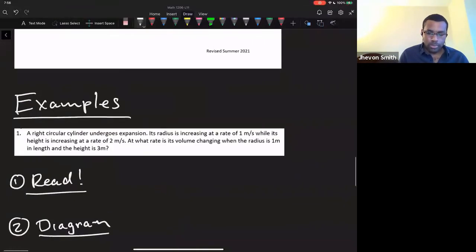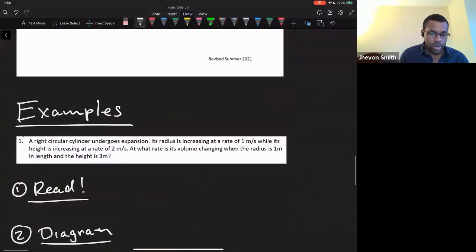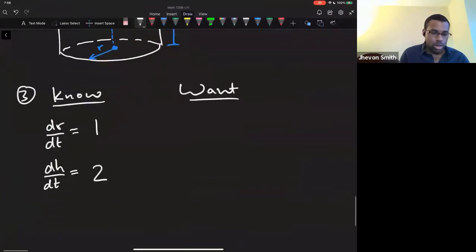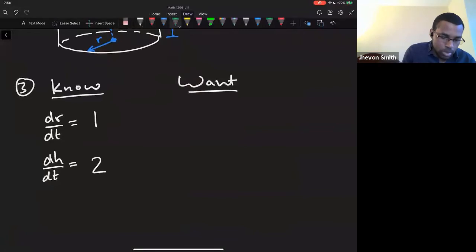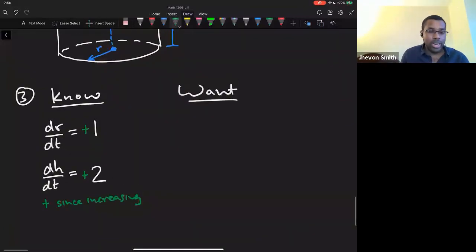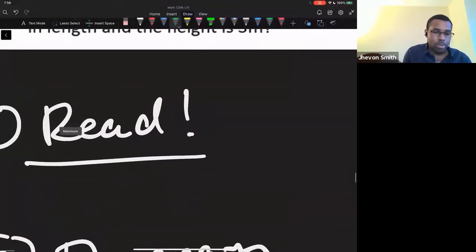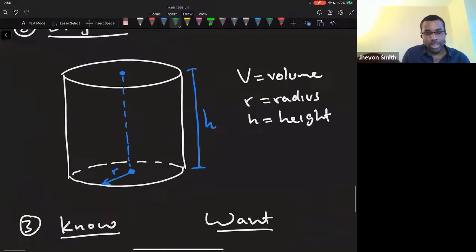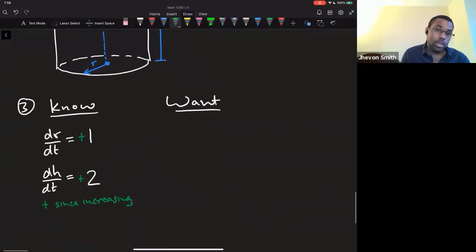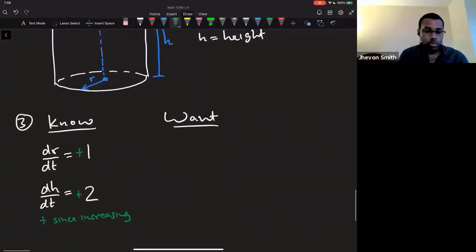And because they were increasing, that is what tells you that this should be a plus and a plus, since increasing. And I know to do that because I read the problem carefully. So reading is fundamental. So these are the rates I know.